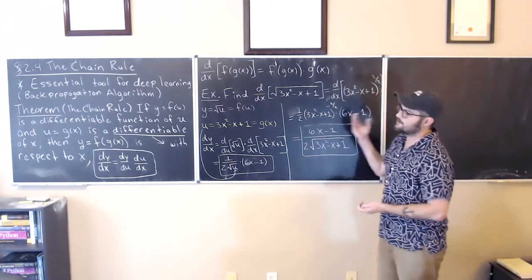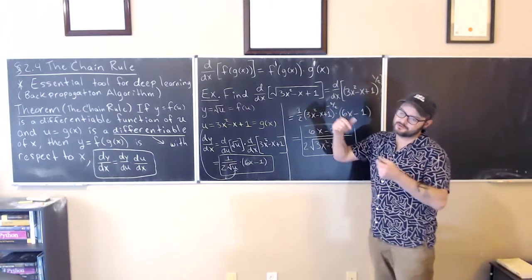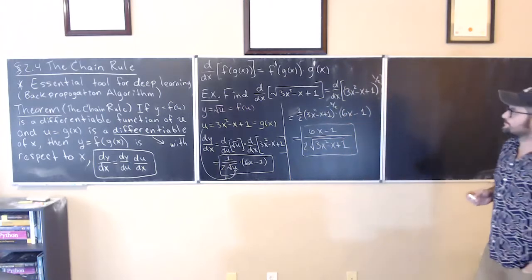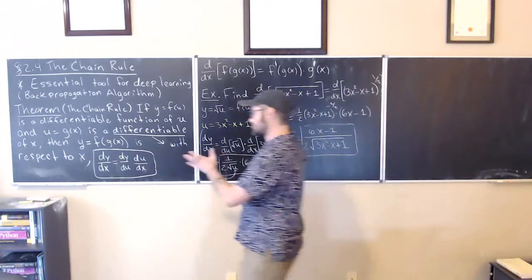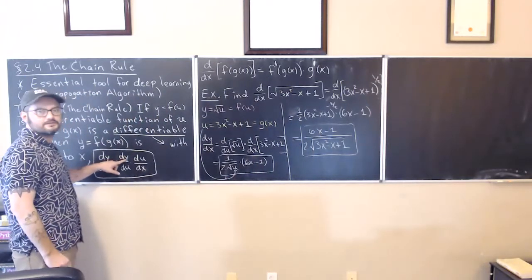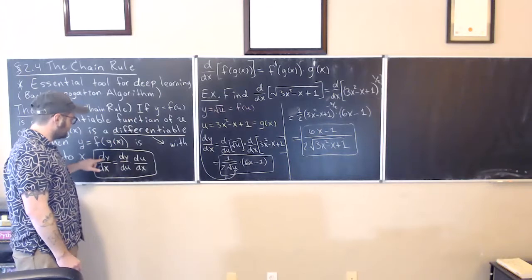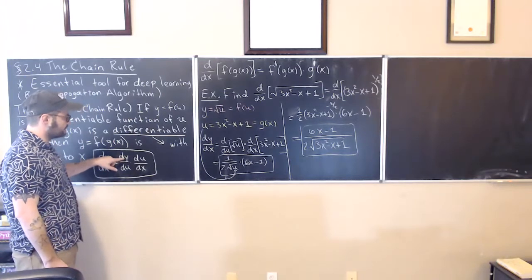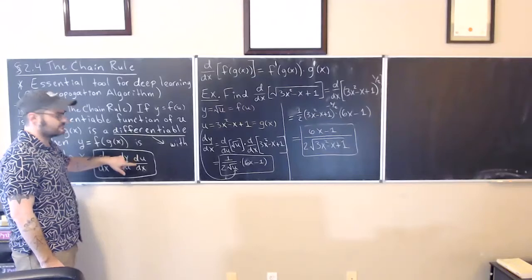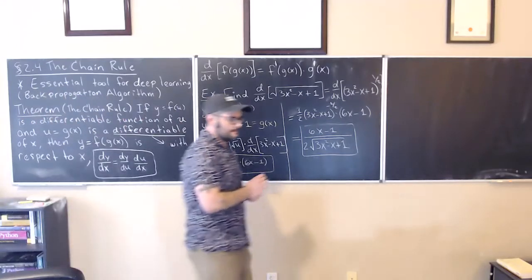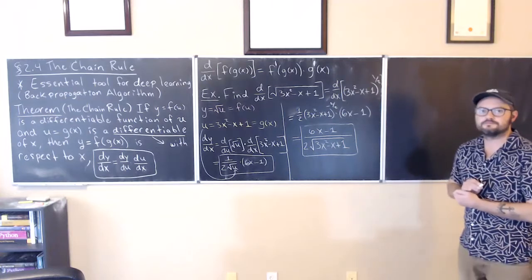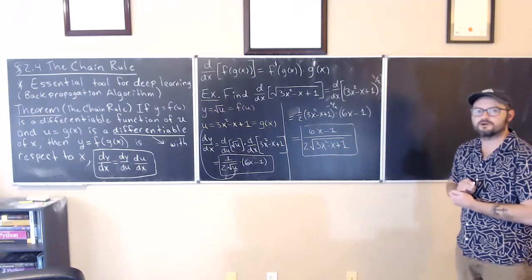Derivative of the outside function times the derivative of the inside function. That's all it is. And there are just two different ways of writing it. Like y is the outside function, right? So then the derivative of the outside with respect to x is the derivative of the outside with respect to u, the inside, times the derivative of the inside with respect to x. Are there any questions on that?